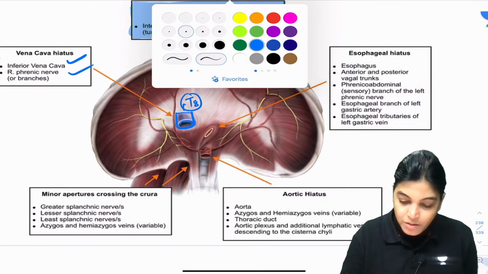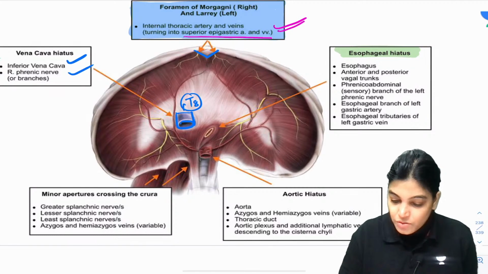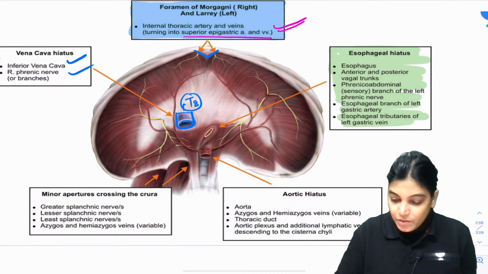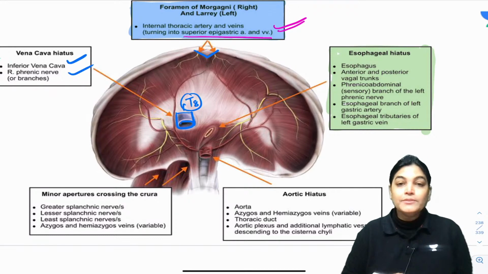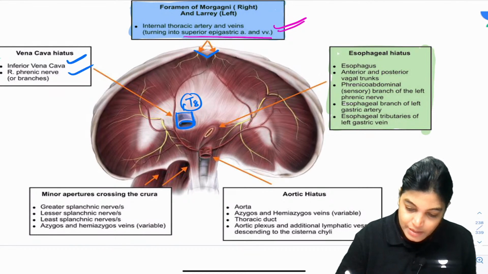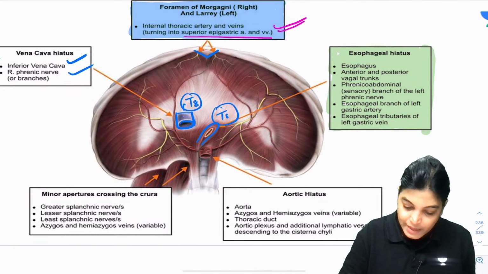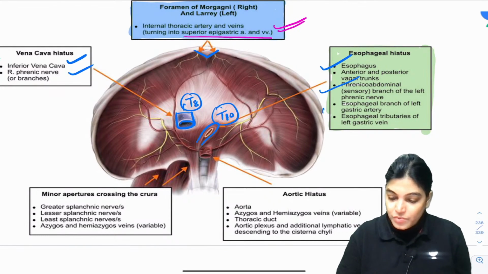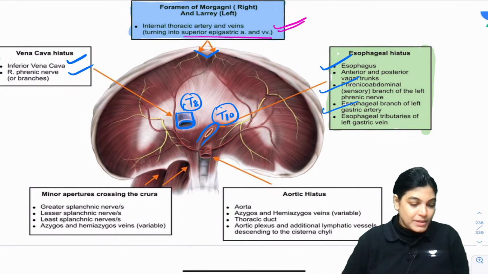Now let's talk about the esophageal hiatus. We know that the esophageal hiatus is lying at the level of T10, and the structures traversing are mainly the esophagus and the right and left vagus, which are the anterior and posterior vagal trunks. So this is the esophageal opening at the T10 level, and the structures are the esophagus, anterior and posterior vagal trunks, and the esophageal branch of the left gastric artery. These are the major structures.